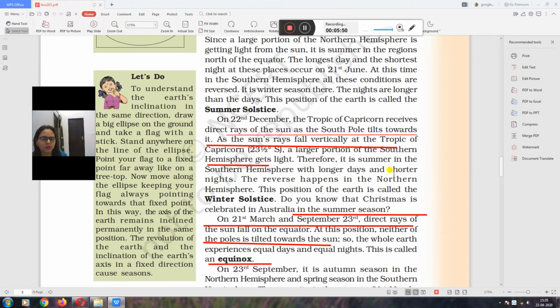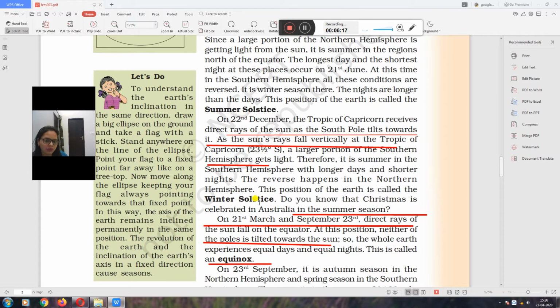When the sun's rays fall directly on the southern hemisphere, it receives more heat, and the days are long and the nights are short. The reverse happens in the northern hemisphere. When we talk about the summer solstice, the northern hemisphere faces direct sunlight, and days are long and nights are short. It is the reverse in the southern hemisphere.